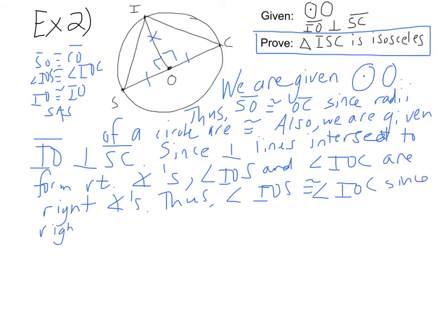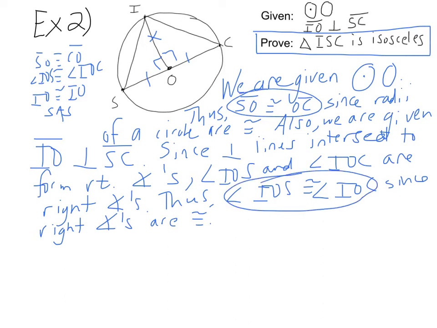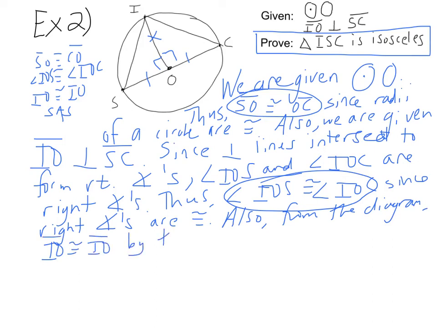Now this should feel familiar because we already went over this idea. Perpendicularity yields right angles, and all right angles are congruent. So we're two for three here. We had our radii being congruent. We had our right angles being congruent. Last but not least, also, from the diagram, IO is congruent to itself by the reflexive property.